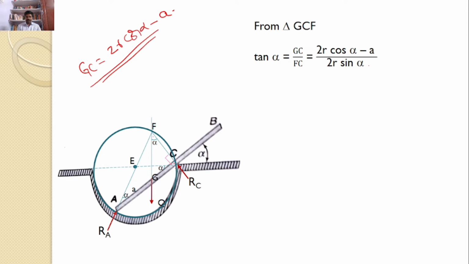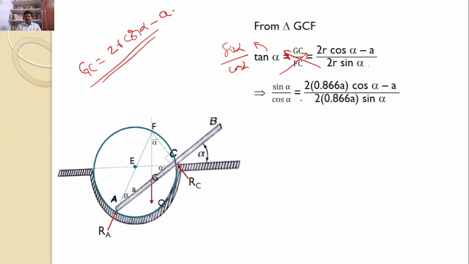Hence, I can substitute: tan alpha is equal to GC by FC, which means 2R cos alpha minus A by 2R into sin alpha. Now, tan alpha you can consider as sin alpha by cos alpha, and you can do the cross multiplication. So sin alpha by cos alpha is equal to 2 into R value, which is given as 0.866A, into cos alpha minus A by 2 into R value 0.866A into sin alpha.